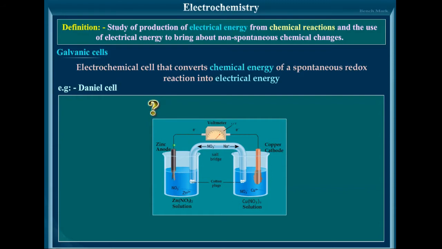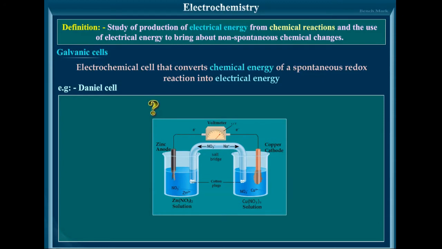Similarly, due to the reduction process occurring at the cathode, because it gains electrons, it acquires a positive charge and becomes a receiver of electrons. Thus, in the electrochemical cell, very important, the anode electrode acts as the negative terminal. Once again, why? Because it is a source of electrons, because oxidation is taking place on that side, and the cathode electrode acts as a positive terminal.